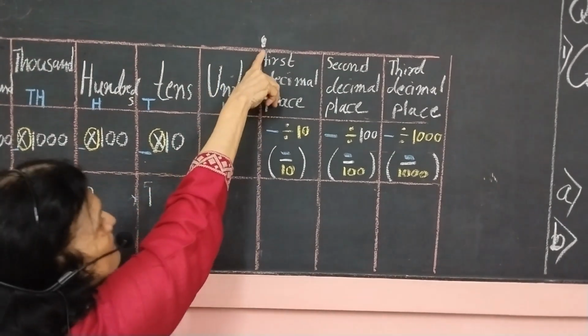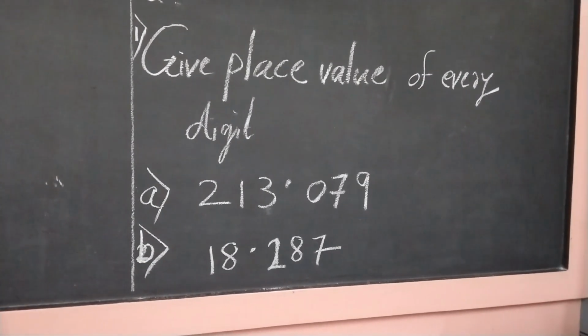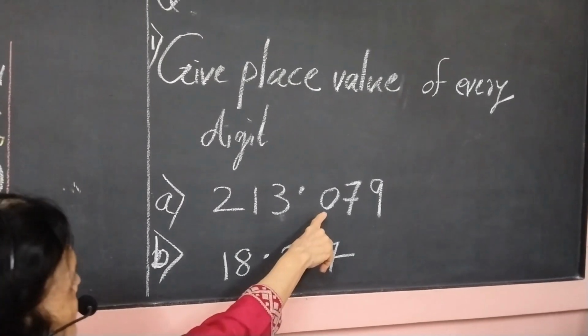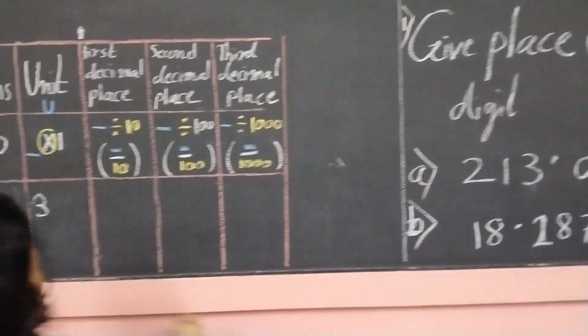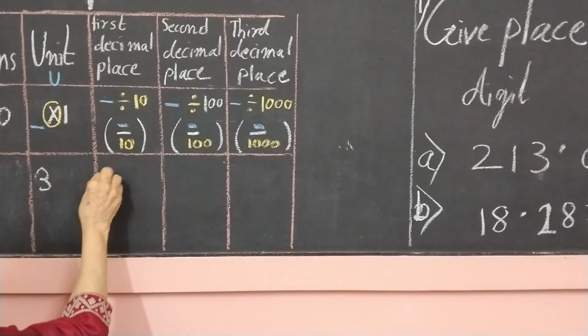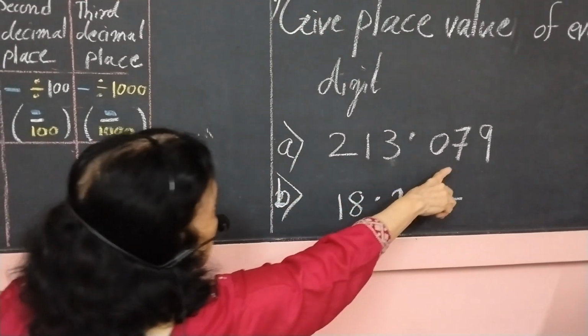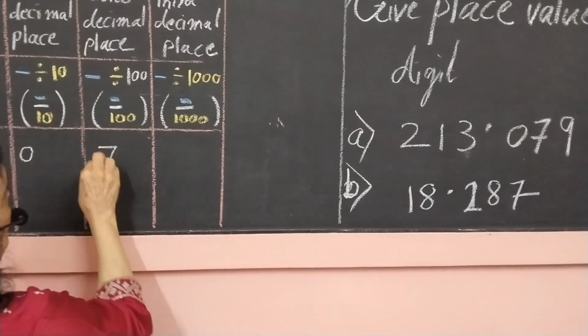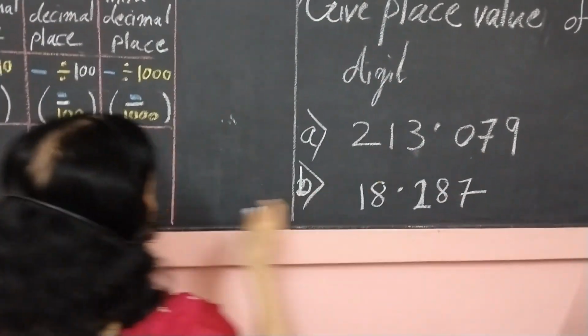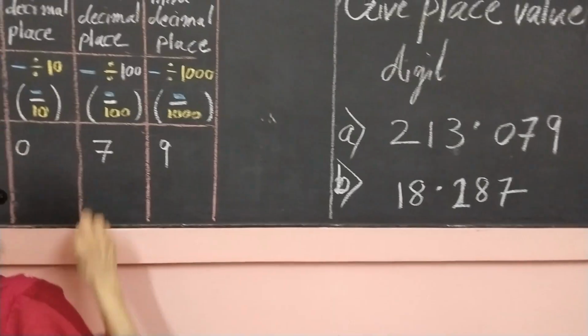Now comes the decimal point. Now next to the decimal point on the extreme right hand side is 0 first. So here in the first decimal place there is 0. In the second decimal place there is 7. And in the third decimal place there is 9.